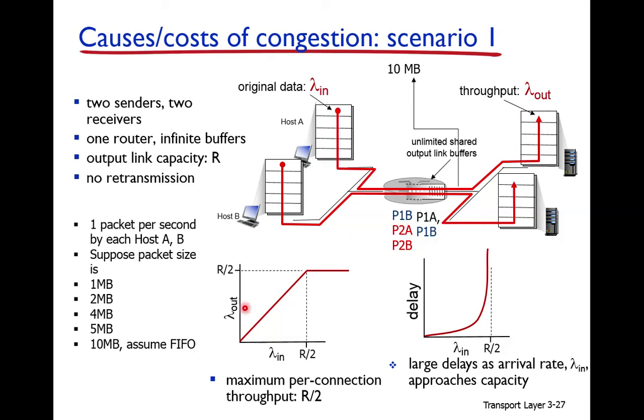Okay, so lambda out means throughput. You can see that when we are sending 1 MB of data, 1 MB will be moving on. When we increase to 2 MB, 2 MB is moving on. The 2 MB is the throughput. When we increase up to 5 MB, 5 MB of data is moving. But when we send 10 MB, not 10 MB is sent, because only one packet will be transmitted and one packet is stored in the queue.